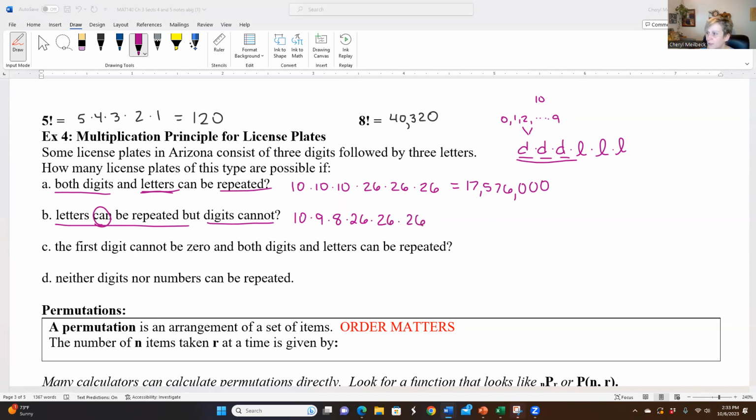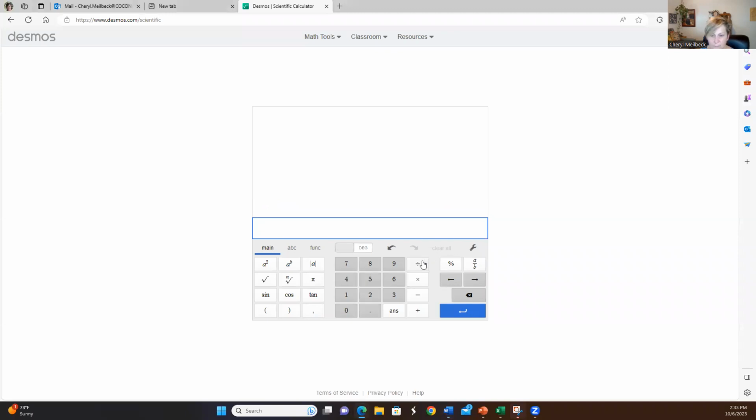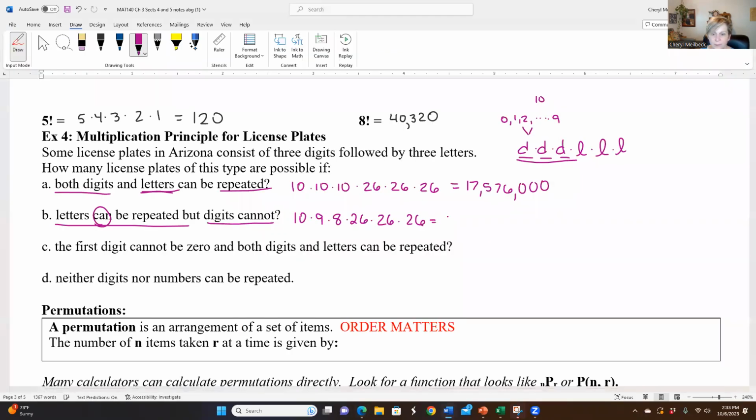Using Desmos to calculate this, we get 10 times 9 times 8 times 26 to the third, which looks like it's 12,654,720. Let's put that up here. All right, I'm going to ask you guys to try C and D, pause the video, and we will look at them together when you're done.